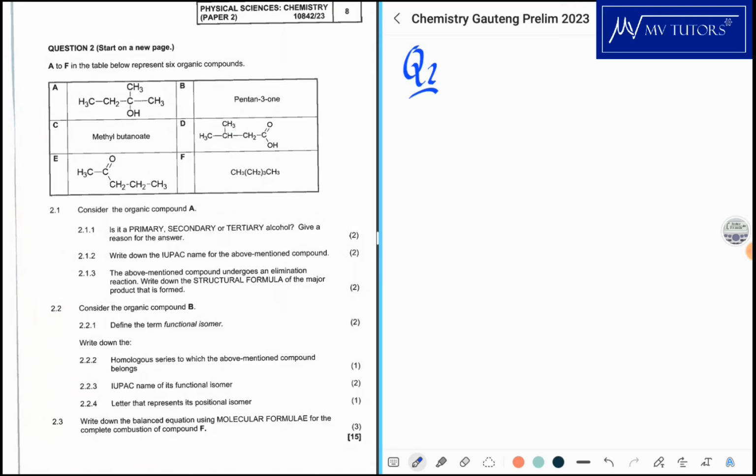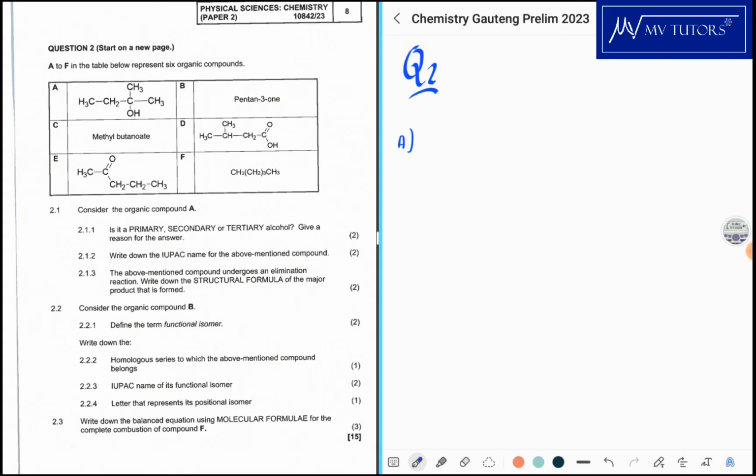Alright, so A to F in the table below represents 6 organic compounds. I think let us just discuss firstly what those compounds are, and hopefully that will help us to answer the questions quite quickly. So for A, I see that I have an OH group, so I must be dealing with an alcohol. And what is it?